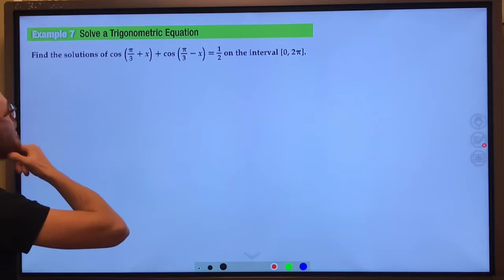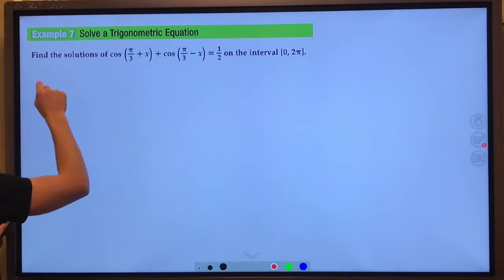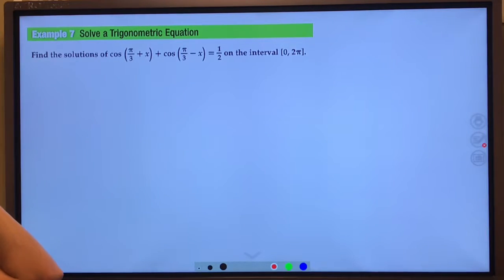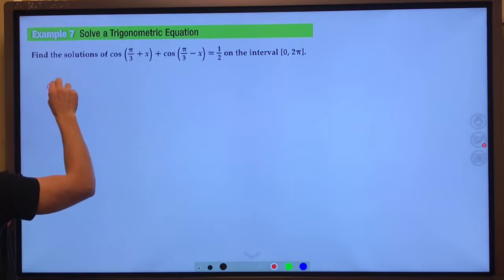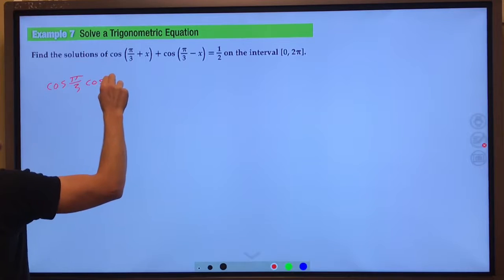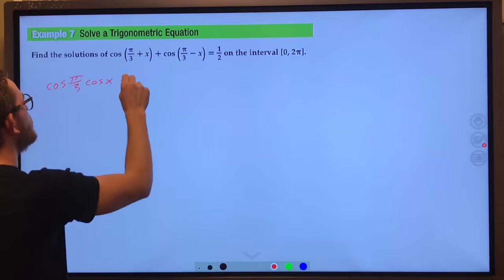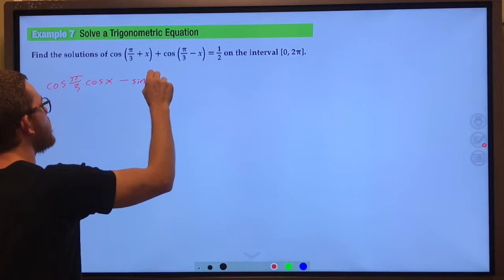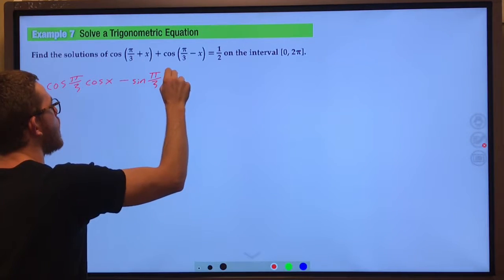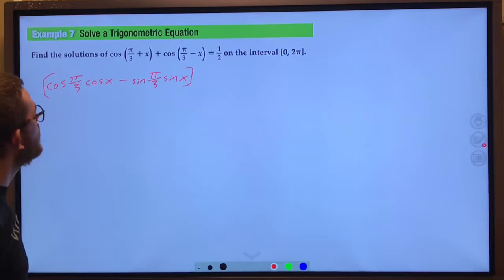So when I take cosine of pi over 3 plus x, I know this is cosine of pi over 3 cosine of x minus sine of pi over 3 sine of x. So I just rewrote that.